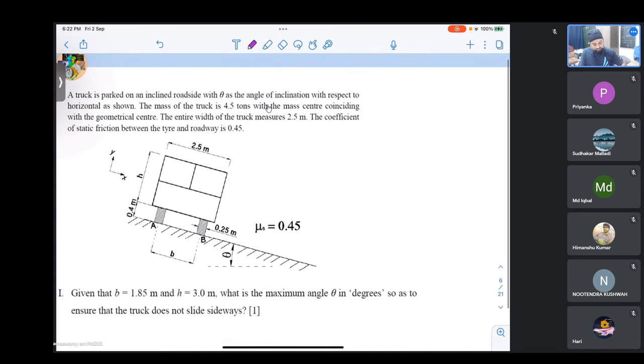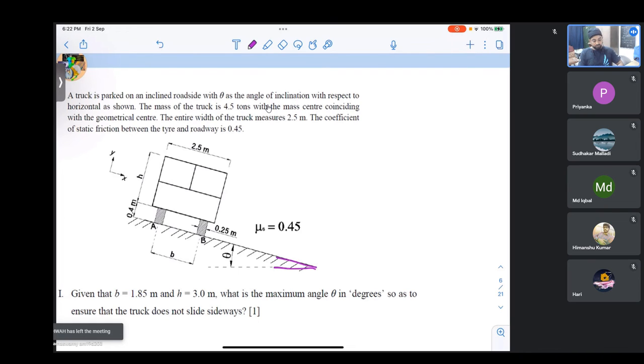In that case, you just see that a truck is parked on an inclined roadside with angle theta as the angle of inclination. So this angle is given to be theta with respect to the horizontal. The mass of the truck is given as 4.5 tons, with the mass center coinciding with the geometrical center. For simplicity, they have provided that it is at the center of the rectangle. In actual practice it will be somewhat lower, but for the sake of this problem we will take it to be at the geometrical center. The entire width of the truck measures 2.5 meters.